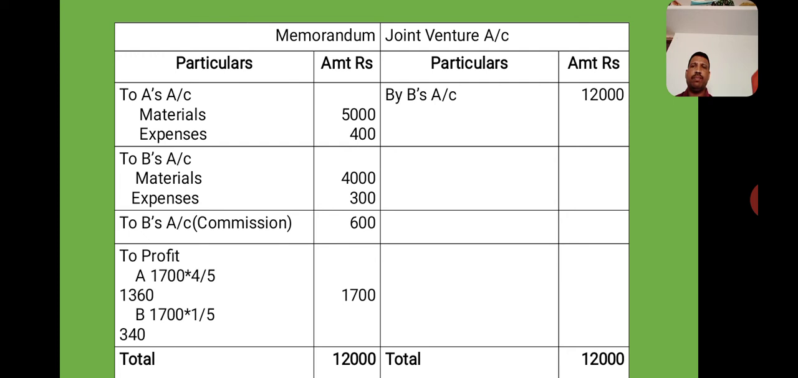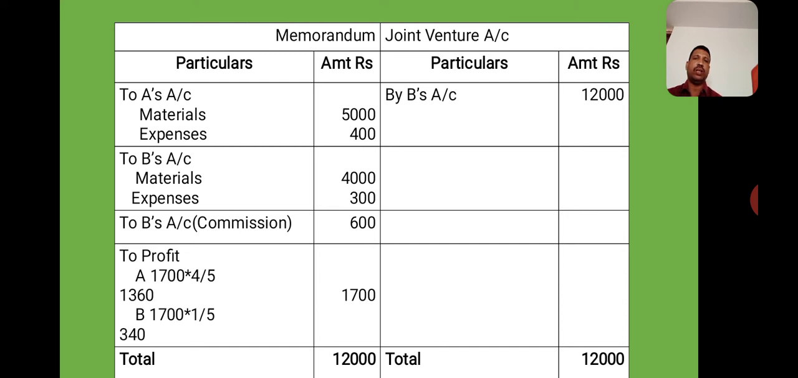So in the same sense, to B's account here, material supplied by B 4,000 rupees and expenses incurred by B 300 rupees. Total 5,400 in case of A and in case of B 4,300 on account of joint venture. And then to B's account here, the commission, B is entitled to get a commission of rupees 600. That is commission at 5% on sales made by him. Here sales made by B by B's account on the credit side. So look at the credit side of the memorandum joint venture account by B's account.